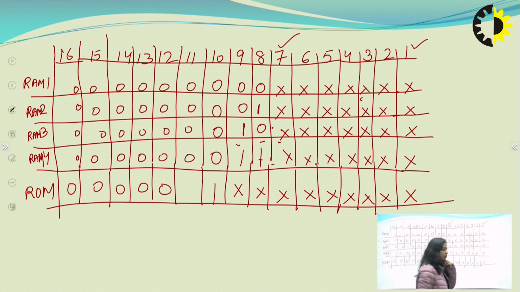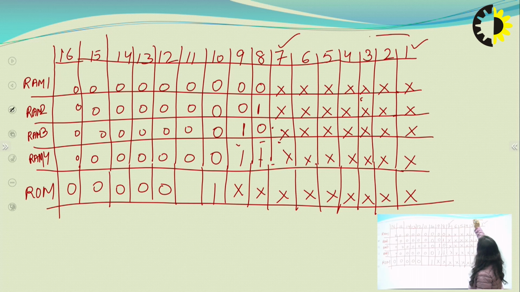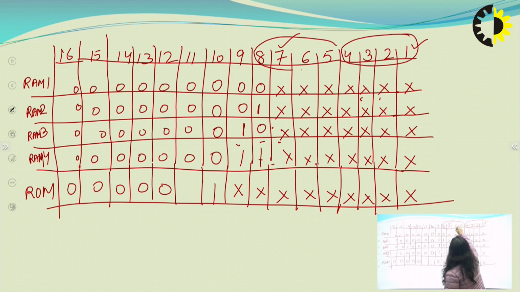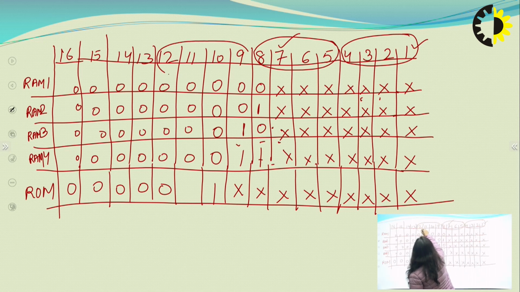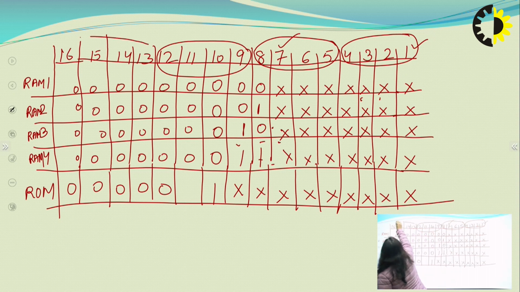Now how are we going to know the address? What will be the address? We can find a range for selecting the RAM 1 chip. How can we decide that? We are just making groups of these 4 bits, 1 to 4, then again 1 to 4, then again 4 bits, and the last 4 bits.